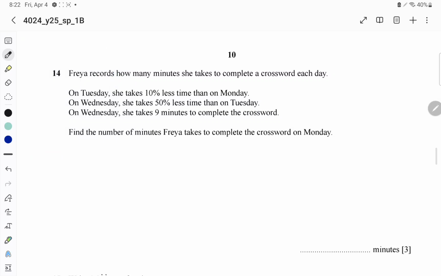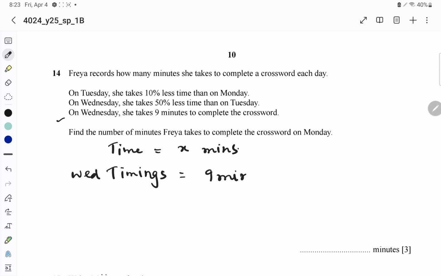So for Monday, let the time on Monday be X minutes. On Wednesday I'm starting from here. On Wednesday she takes 9 minutes to complete the crossword. So Wednesday timing is 9 minutes.